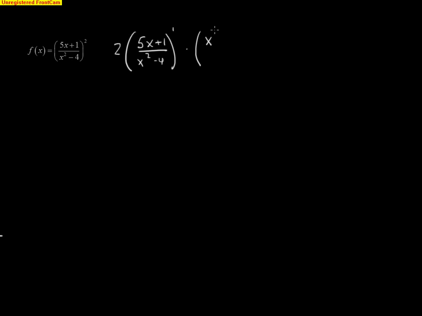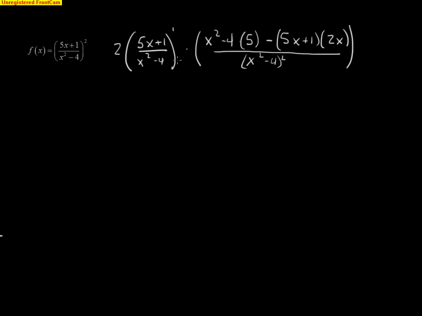So bottom, x squared minus 4 times the derivative of the top, 5, minus the top, 5x plus 1, derivative of the bottom, 2x, all over bottom squared. So there's your derivative of the whole thing, but the derivative of the inside wound up being a quotient rule. So now to clean this up, first thing I'll do is multiply the 2 to the top, because that's like 2 over 1 here. So you'll have 10x plus 2 over x squared minus 4.